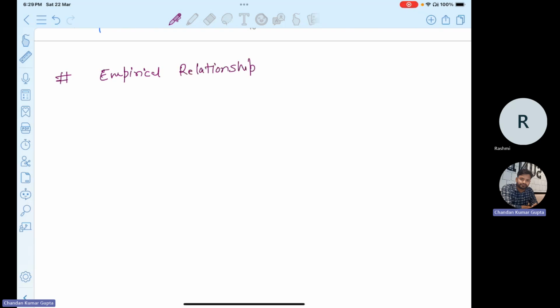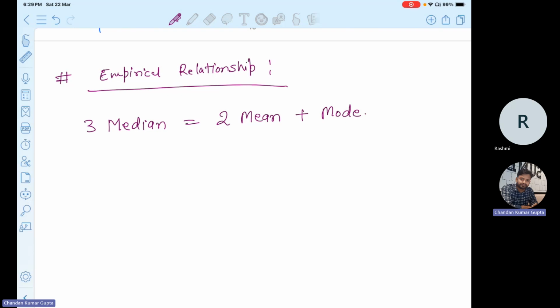There is an empirical relationship between mean, median, and mode. It is 3 median equal to 2 mean plus 1 times mode. This empirical relation is used when the data is slightly skewed, not highly skewed.